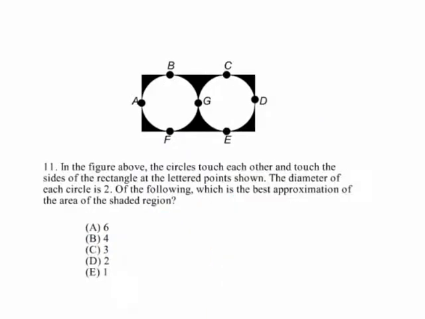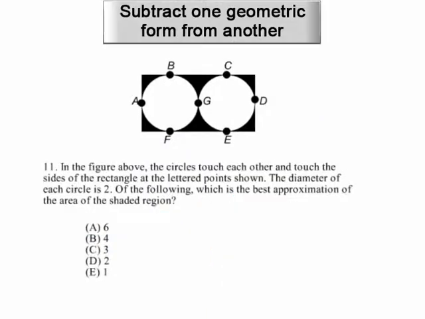We have a shaded region here, so we will be subtracting one geometric form from another. What we're going to do is, from the area of the rectangle, we're going to subtract the area of the two circles. They tell us that the circles touch each other and touch the sides of the rectangle at the lettered points, and that the diameter of each circle is 2. Now notice they want an approximation. That's a tip-off that we're going to probably be converting pi.